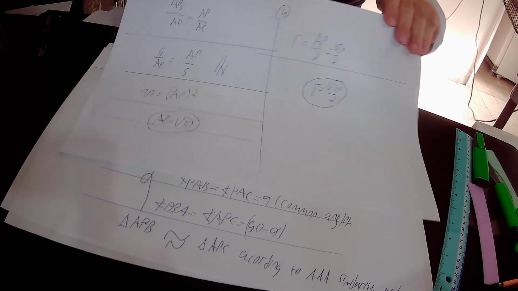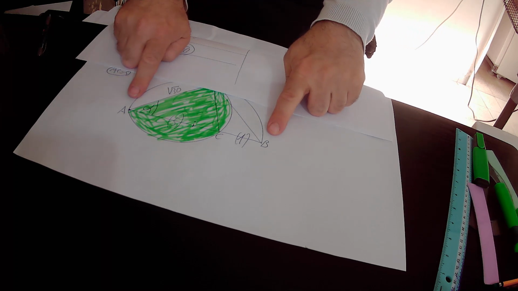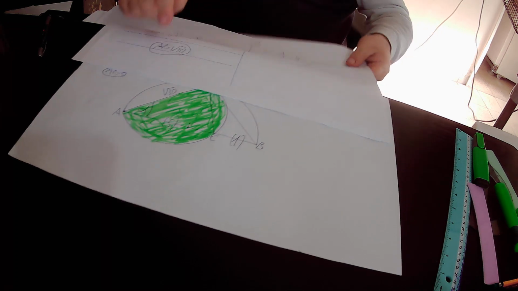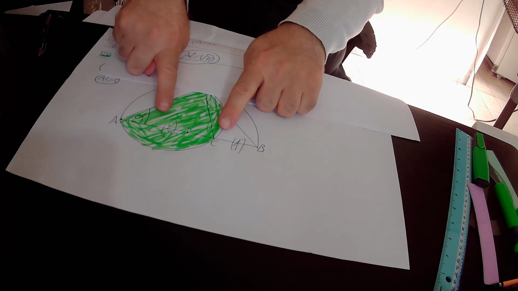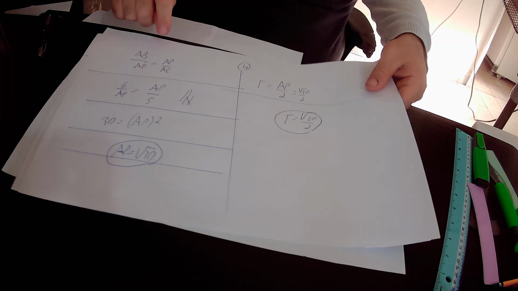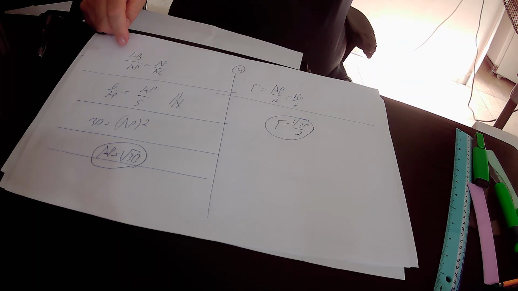AB in total equals 5 plus 1, that is 6. So we substitute AB by 6. AC equals 5, therefore we substitute AC by 5. And finally we find that 6 over AP equals AP over 5.